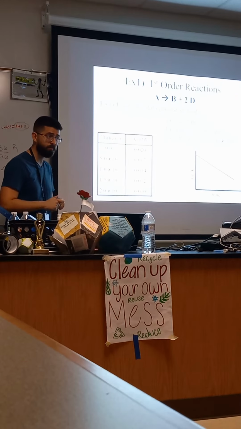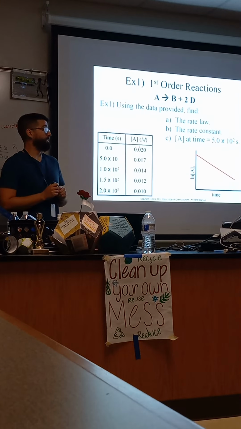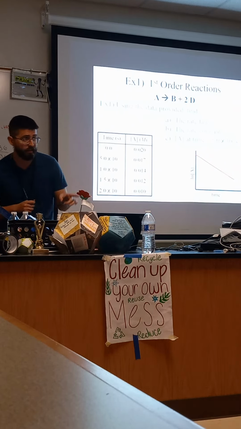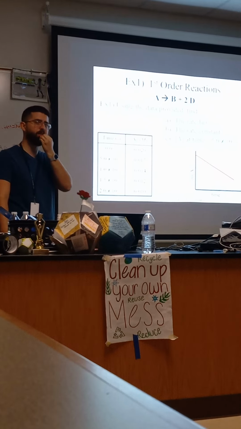So go ahead. A yields B plus 2D. Remember, rate laws don't have products. What do they have, guys? Reactants. So just A, just A to the M. All right, someone else want to try to jump in?